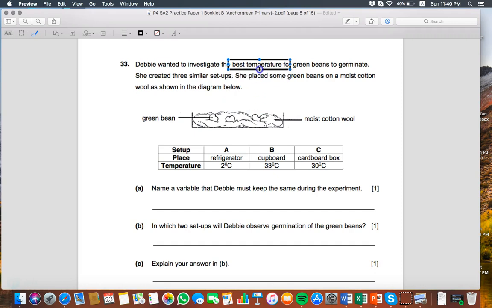So in this case, you have to place the green beans in different temperatures to see which temperature would be the best for them to germinate. So your changed variable would be the temperature. Okay? And the rest needs to remain the same. The rest needs to remain the same. Alright, so what needs to remain the same? I'll list down a few examples.